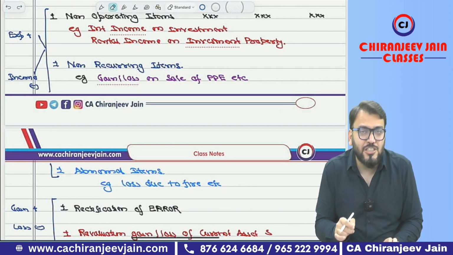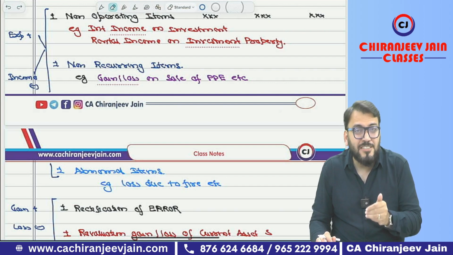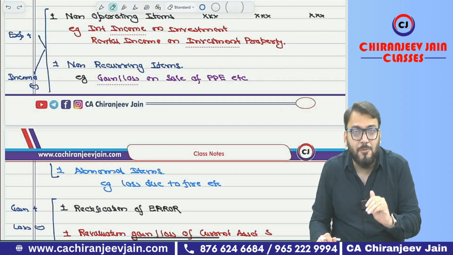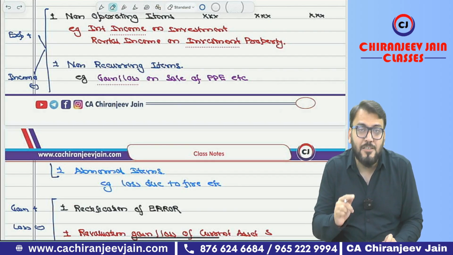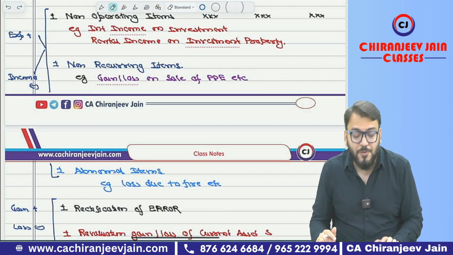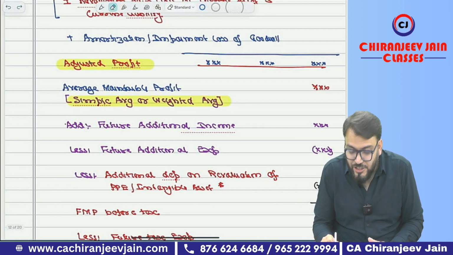The last adjustment is for amortization or impairment loss of goodwill. So if suppose there is some goodwill given in the balance sheet and we have done amortization or we have charged impairment loss to PL account, so we will add back that. So plus amortization or impairment loss of goodwill, because we want profit before amortization of goodwill. So these are the adjustments. I hope you have understood. We will get adjusted profit.